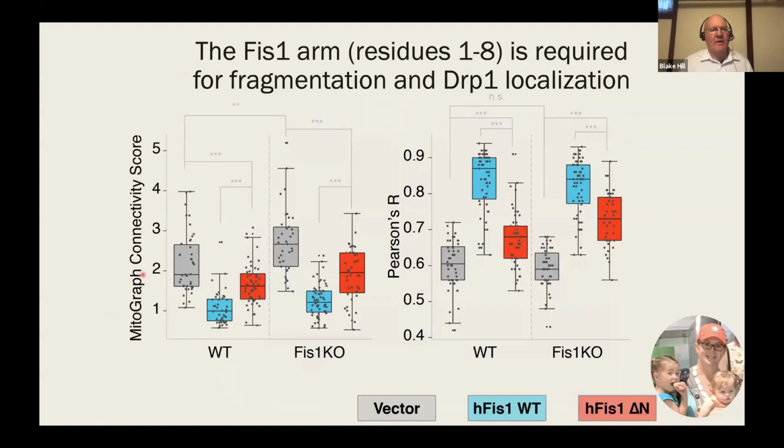And this is all quantified here through a mitograph connectivity score, which allows a quantitative measure of the mitochondrial network. It decreases upon fragmentation and increases upon elongation. And I won't go through all this data except to focus your attention on the Pearson's correlation coefficient in the FIS1 knockout cells. This is just a quantification of what I showed on the previous slide. When you overexpress FIS1, you see an increase in DRP1 co-localization with mitochondria, and you lose that upon removal of the first 8 residues of FIS1.